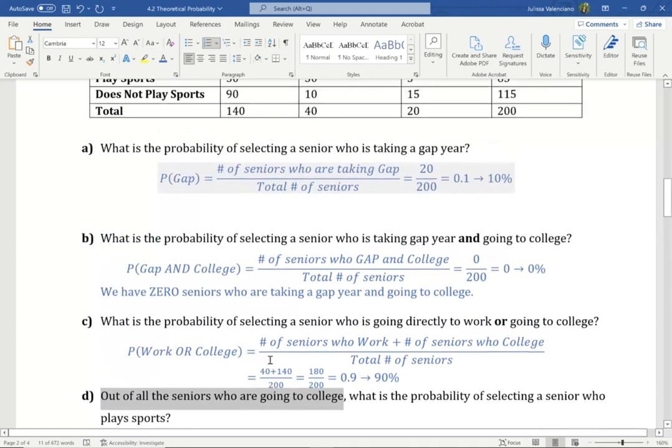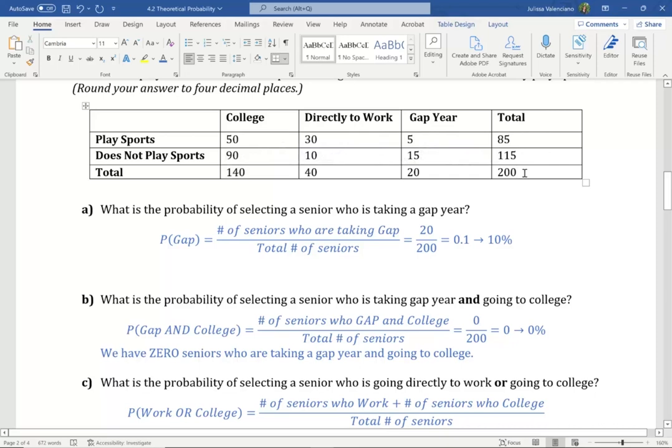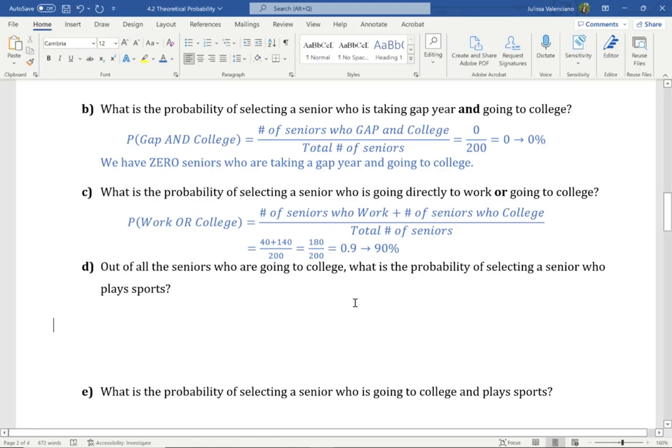Our sample space is no longer going to be all 200 students. We're not selecting a student from all 200 students. We are selecting one senior from the 140 students who are going to college. We are restricting the sample space. We're going from 200 to only looking at 140 students. Out of those 140 students, out of the students who are going to college, what is the probability of selecting a senior who plays sports?